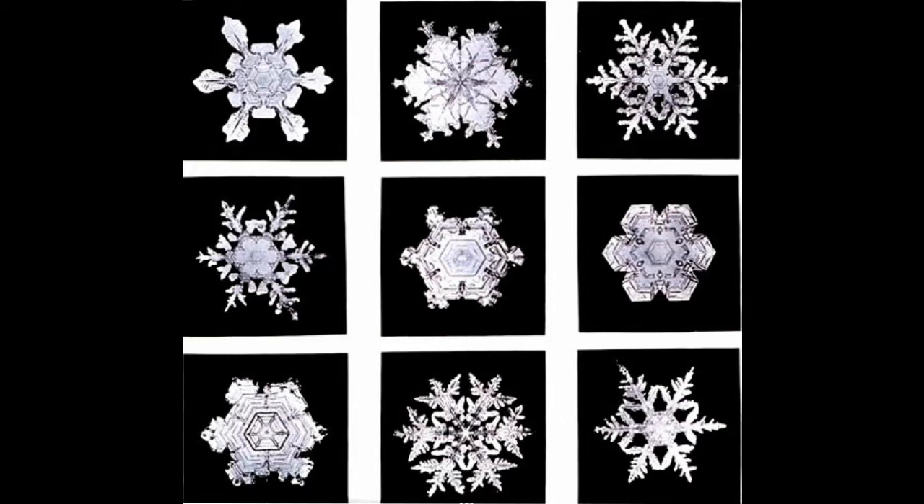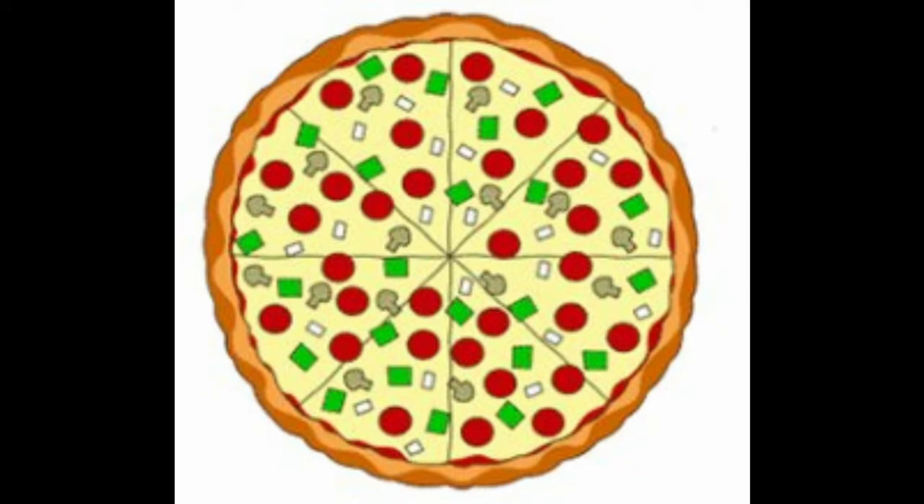Or, for another example, who likes pizza? Well, imagine you're at a party and there's one large pizza for 8 people. Everyone would want the same size piece, right? So, you would divide the pizza in half. Then, cut those halves into halves. You're left with quarters. Then cut those quarters into halves to create 8 symmetrical pieces of pizza.